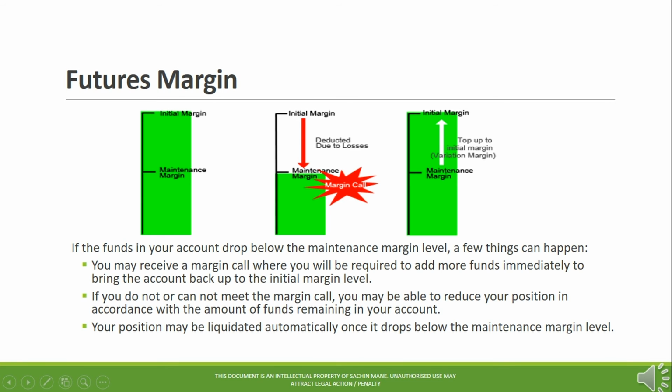If the funds in your account drop below the maintenance margin level, a few things can happen. You may receive a margin call, where you will be required to add more funds immediately to bring the account back up to the initial margin level. If you do not or cannot meet the margin call, you may be able to reduce your position in accordance with the amount of funds remaining in your account. If you are not able to meet margin requirements, your position may be liquidated automatically once it drops below the maintenance margin level.